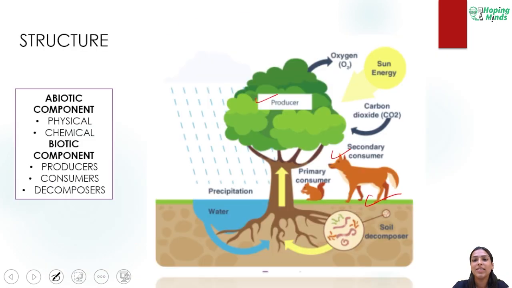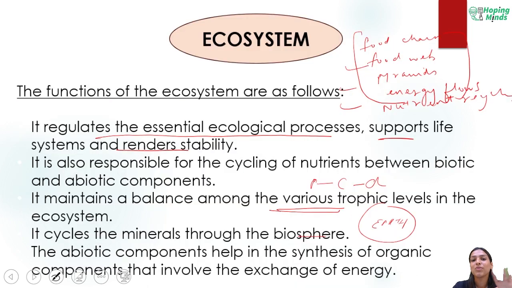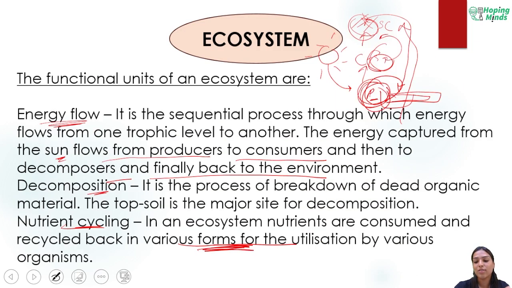We have studied all the components, abiotic and biotic. We have studied the functional part of it as to what happens with these interactions. We shall definitely be studying food chain, food web, food pyramids, energy charts, everything in our next topic.